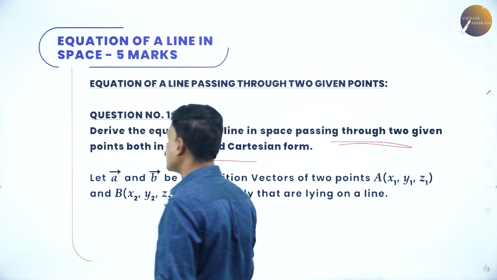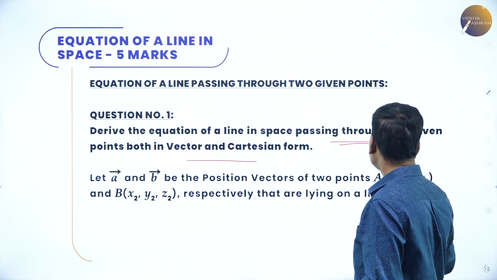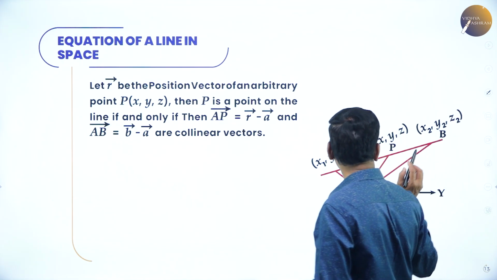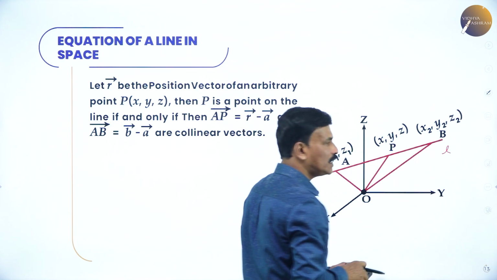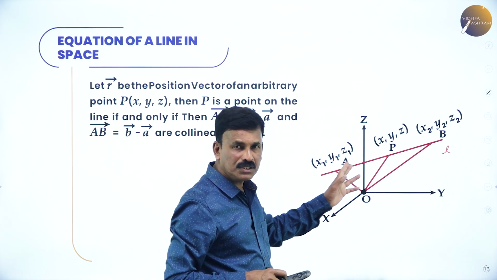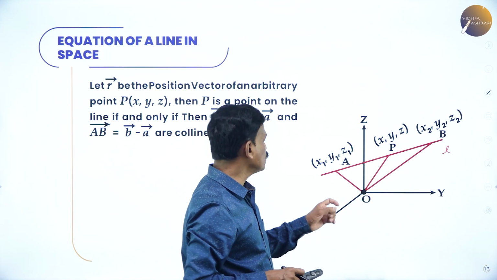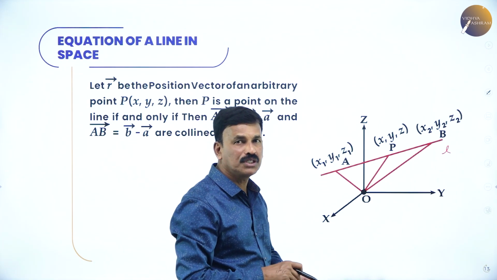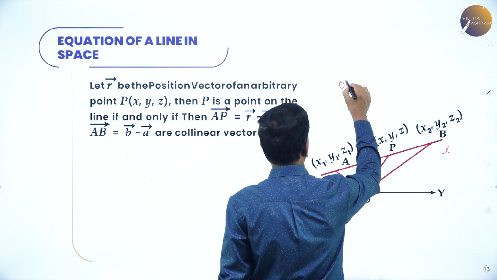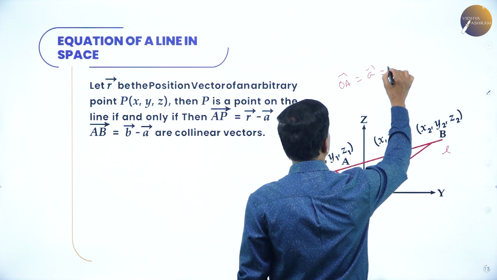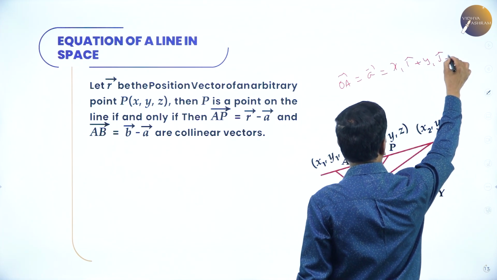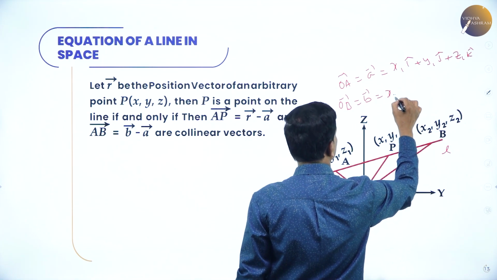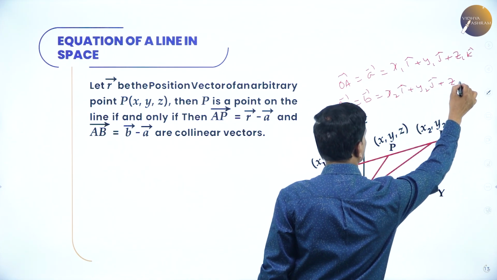Now let us come to the proof. Let us consider the 2 vectors. Let A and B be the position vectors of 2 points A (x1, y1, z1) and B (x2, y2, z2) respectively, which lie on a line L. So this is the line L. Therefore, the position vector of A is vector OA is equal to vector A, that's equal to x1i plus y1j plus z1k. Similarly, the position vector of B is vector OB is equal to vector B, that's equal to x2i plus y2j plus z2k.